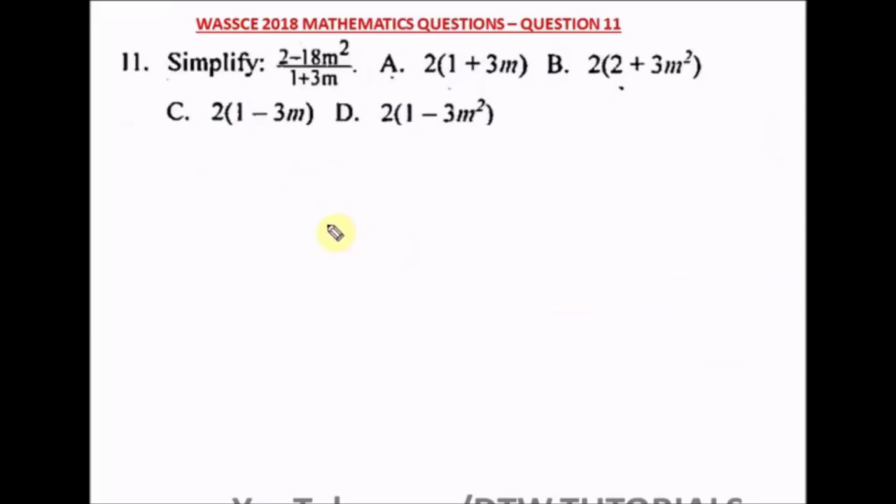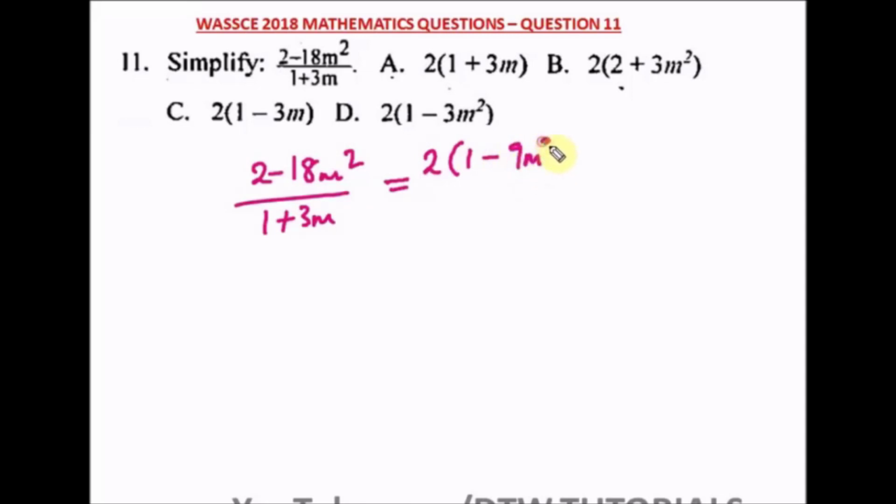Question 11 of the WAEC 2018 Mathematics Past Question, that is your WAEC exams. It says simplify 2 minus 18m squared divided by 1 plus 3m. Okay, so this is a simplification. So how do we do this? What is common with 2 and 18? We can bring out a 2. Bring out a 2, bracket 1 minus 9m squared, since 2 into 18 will go 9 times.